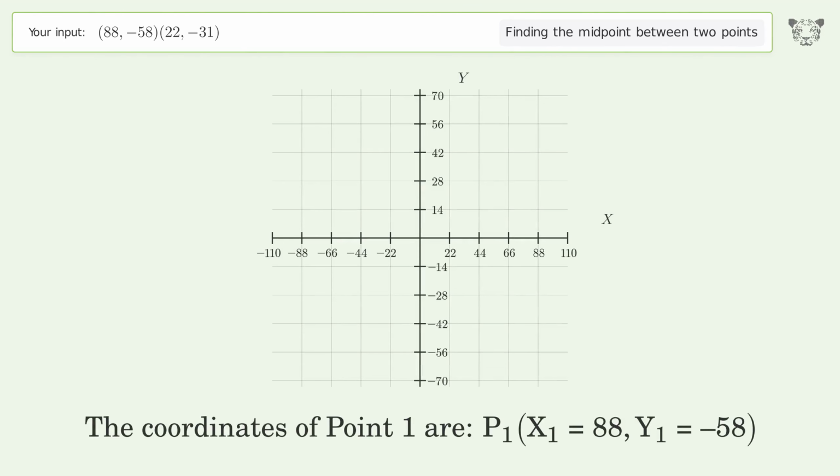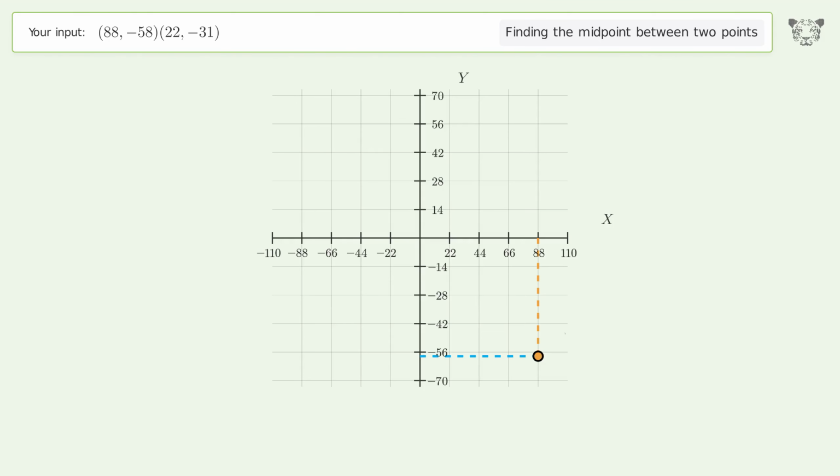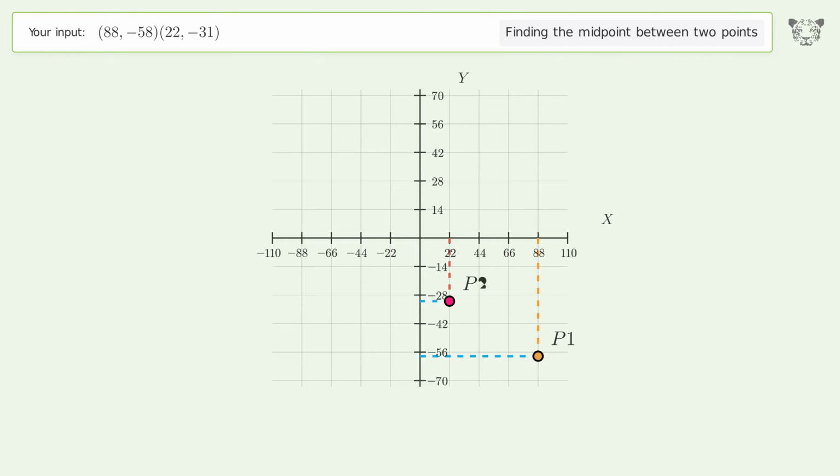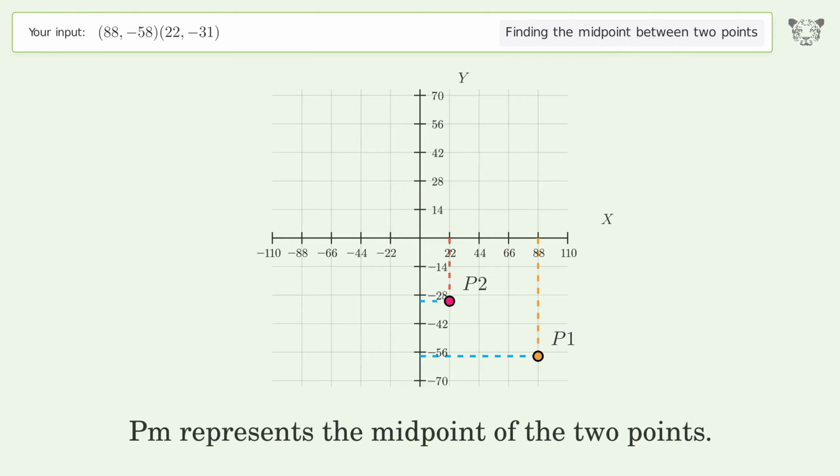The coordinates of point 1 are x1 equals 88, y1 equals negative 58. The coordinates of point 2 are x2 equals 22, y2 equals negative 31. PM represents the midpoint of the 2 points.